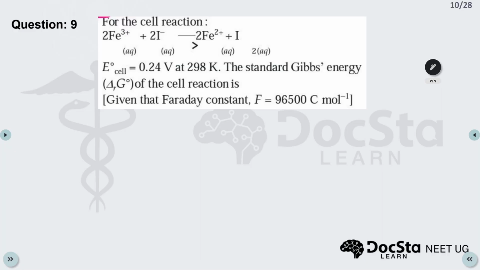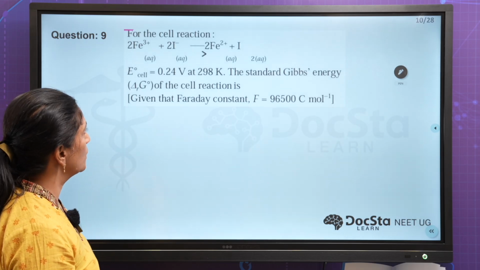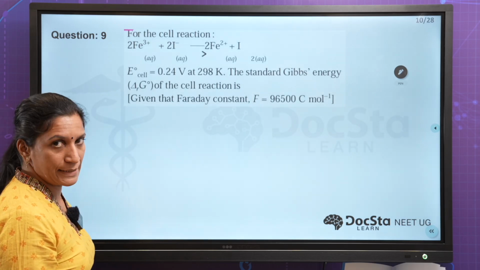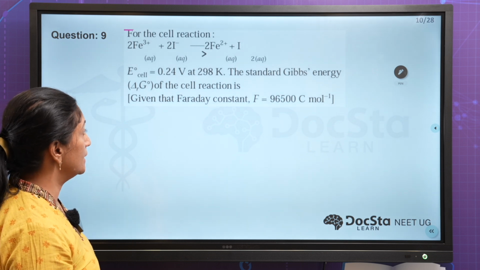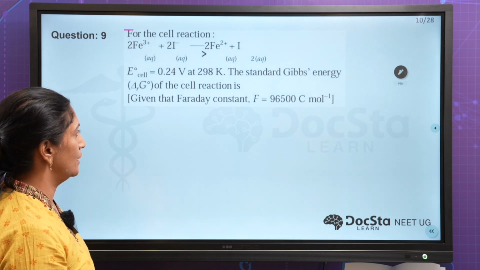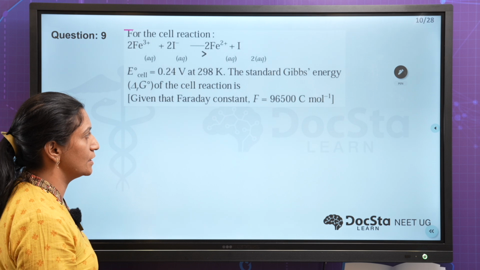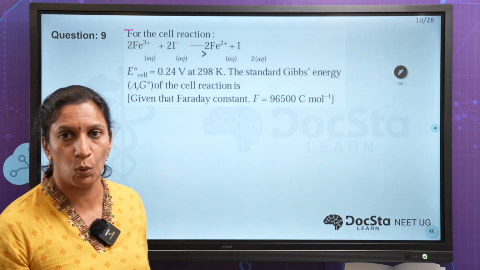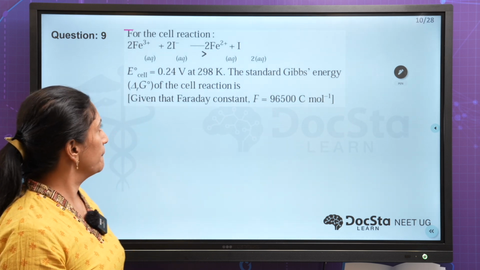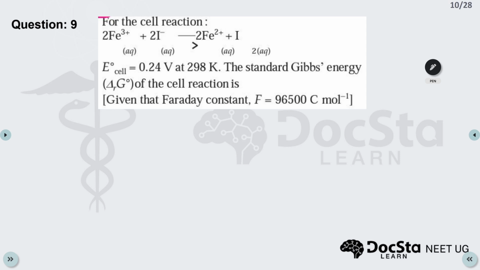Now the next question is, for the cell reaction is given Fe3 plus reacts with I minus to give Fe2 plus and iodine. E0 value is given as 0.24 at 298 Kelvin, the standard Gibbs free energy of the cell reaction, and you are given the Faraday's constant as 96,500 coulombs per mole. So now we move on to the calculation of Gibbs free energy, how Gibbs free energy and the EMF of the cell are related. Okay.